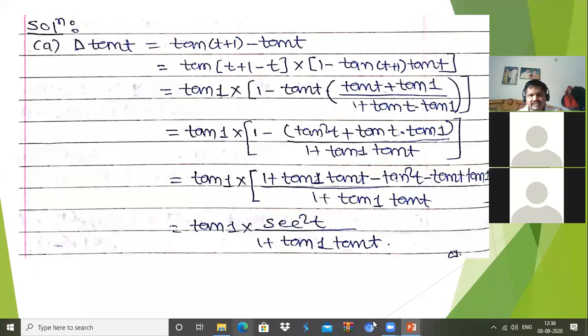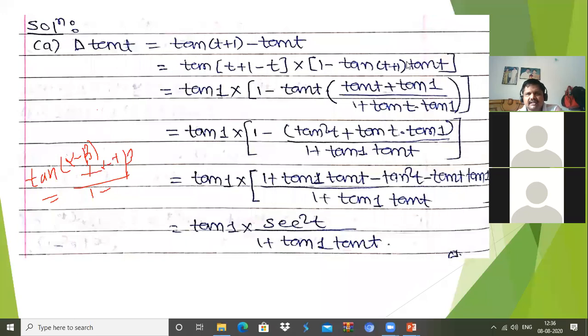Why? Because we have the formula like this. What is the formula for tan alpha minus beta? We have the formula: tan alpha minus tan beta upon 1 minus tan alpha into tan beta. What is the formula? tan alpha minus tan beta divided by 1 minus tan alpha into tan beta.